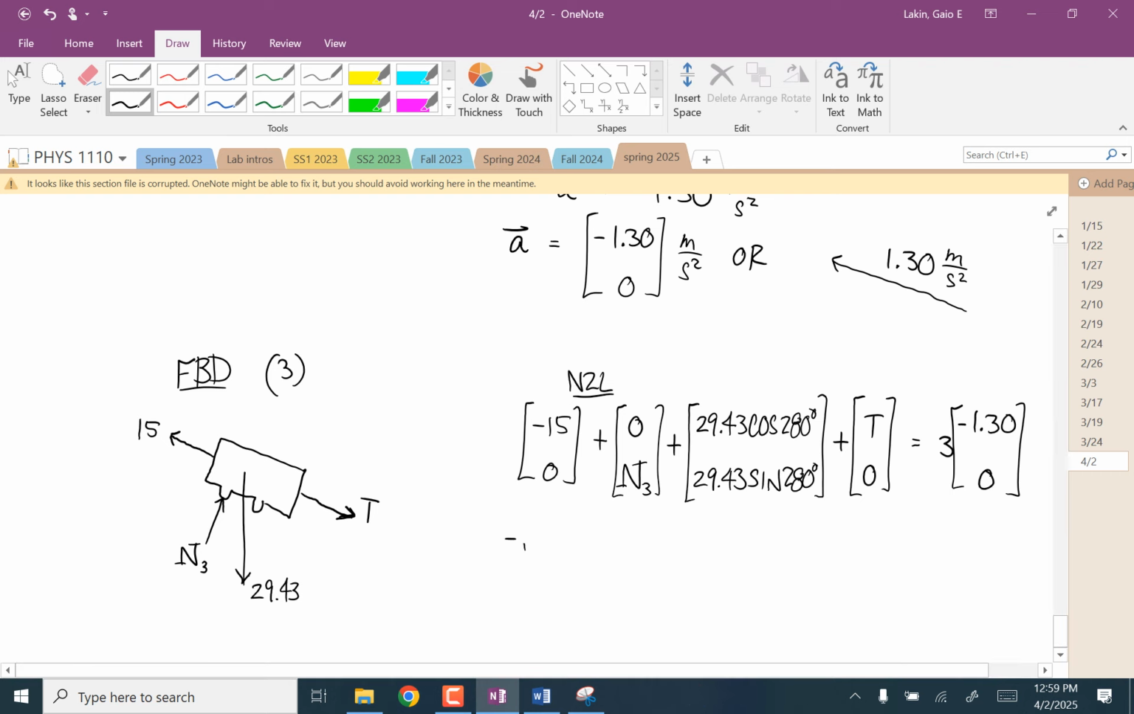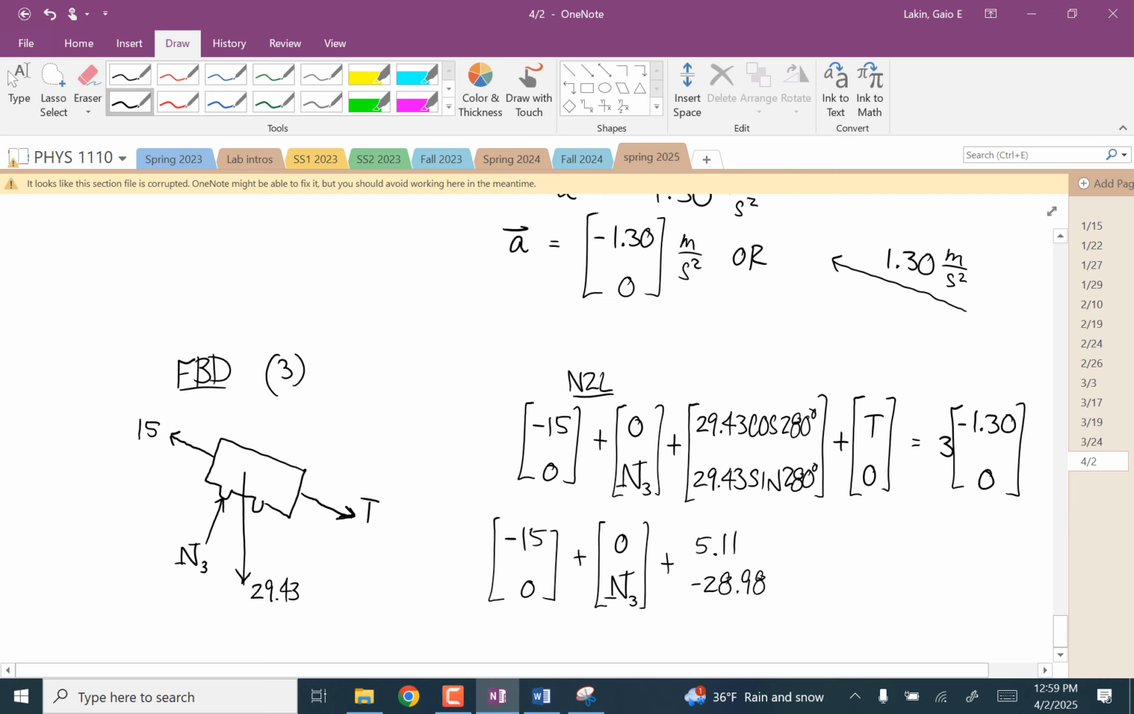I'll rewrite this. Negative 15, 0, plus 0 and 3, plus 5.11, negative 28.98.